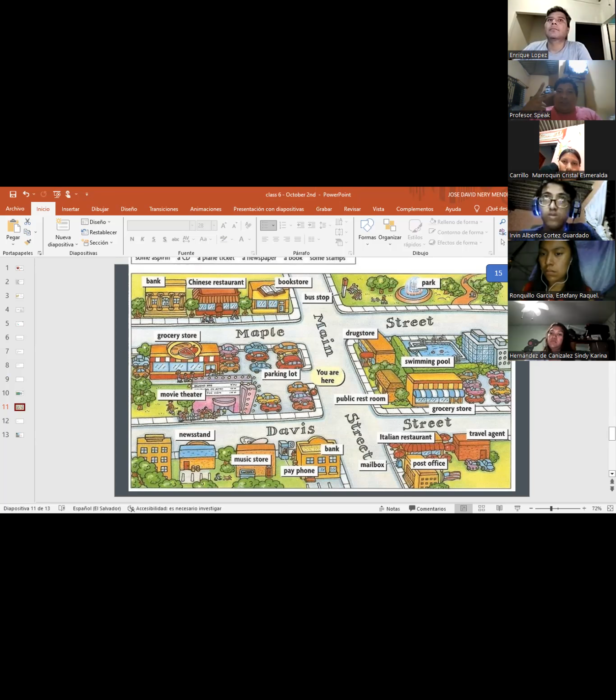Two more volunteers. Okay, Karen and Roxana. Karen, go ahead. There is a bank. There are two Chinese restaurants. There is a music store. Really? Are there two Chinese restaurants? No, there is one Chinese restaurant and an Italian restaurant. Oh, you can say there are two restaurants. One Chinese, one Italian. There are two banks. Okay. Thank you, Karen.